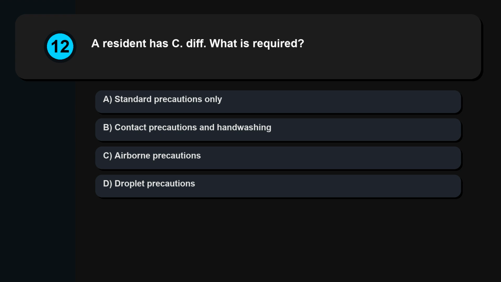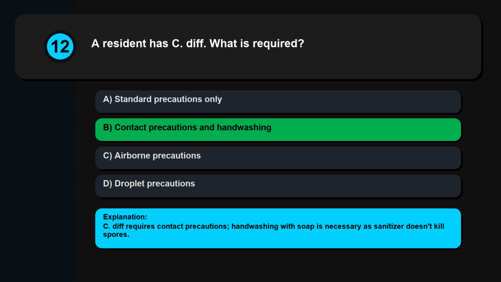Question 12. A resident has C. diff. What is required? Standard precautions only, contact precautions and hand washing, airborne precautions, or droplet precautions. C. diff requires contact precautions. Hand washing with soap is necessary as sanitizer doesn't kill spores.